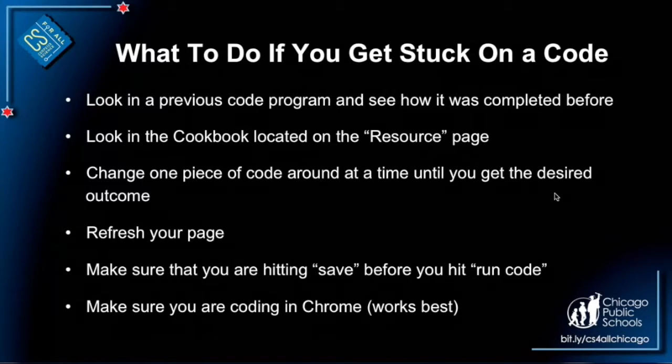It explains a lot of different things where you might get stuck on something and say, I'm having a hard time with this one piece of code. You can look in the cookbook. Change one piece of code around at a time until you get the desired outcome. Always refresh your page. Kerrie did mention before that, especially with graphs, refreshing often fixes a glitch with the graphs in the coding. Make sure that you're hitting save before you hit run code, and then make sure you're coding in Chrome. Chrome works best.